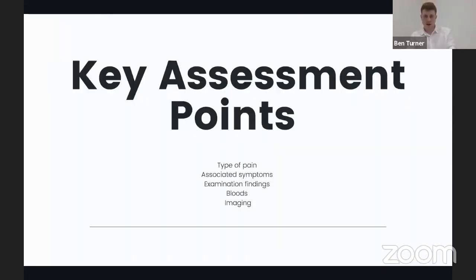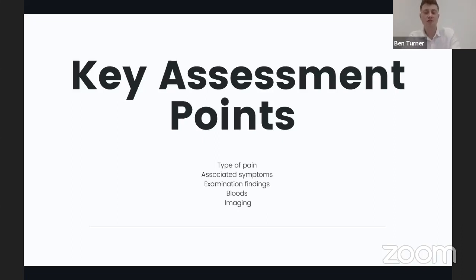So the key assessment points that we've got so far, the key things that you really need to elicit in your history, exam and investigations, are the type of pain and the character of that pain that we were talking about earlier. Those three key points, site, onset, and character, are really going to narrow down your differentials for the surgical patient. The associated symptoms they have, so that might be change in bowel habit, it might be jaundice, might be nausea and vomiting, lower or upper GI bleed. Always worth noting those extra symptoms.